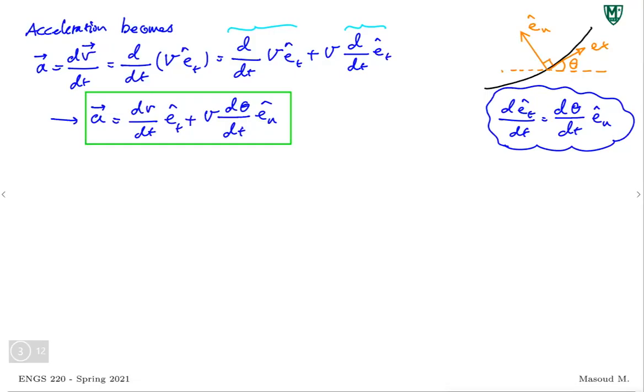Acceleration has two components. It's not like velocity that's only tangent to a path. Acceleration has two components, one tangent to a path and the other one normal to a path. The tangent component, whatever is multiplied by et, is dv dt, the derivative of velocity with respect to time. The normal component is v d theta dt, theta being the angle et creates with the horizontal line.